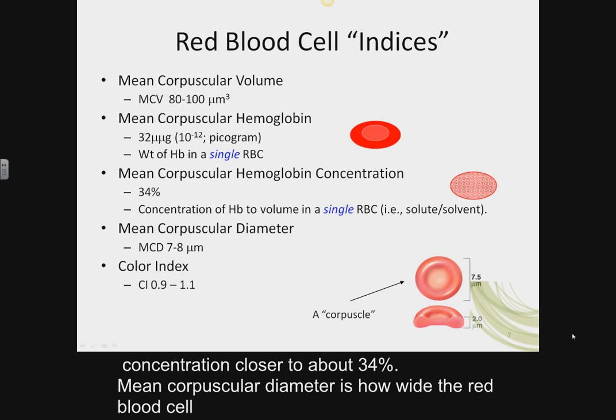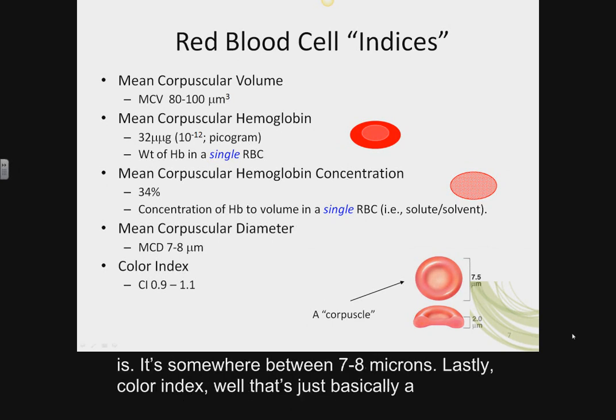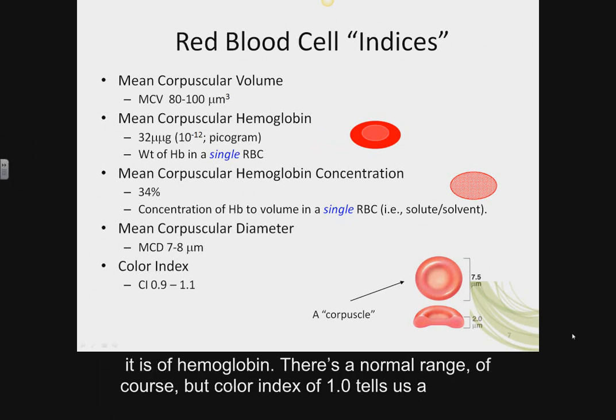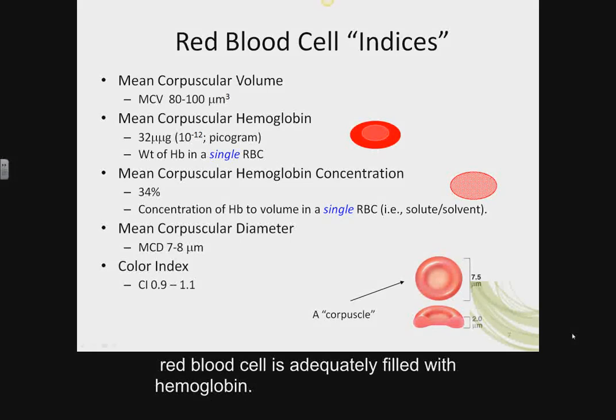Mean corpuscular diameter is how wide the red blood cell is. It's somewhere between 7 to 8 microns. Lastly, color index. Well, that's just basically a way to say how red the red blood cell looks. It's an indication of how well packed it is with hemoglobin. There's a normal range, of course, but a color index of 1.0 tells us the red blood cell is adequately filled with hemoglobin.